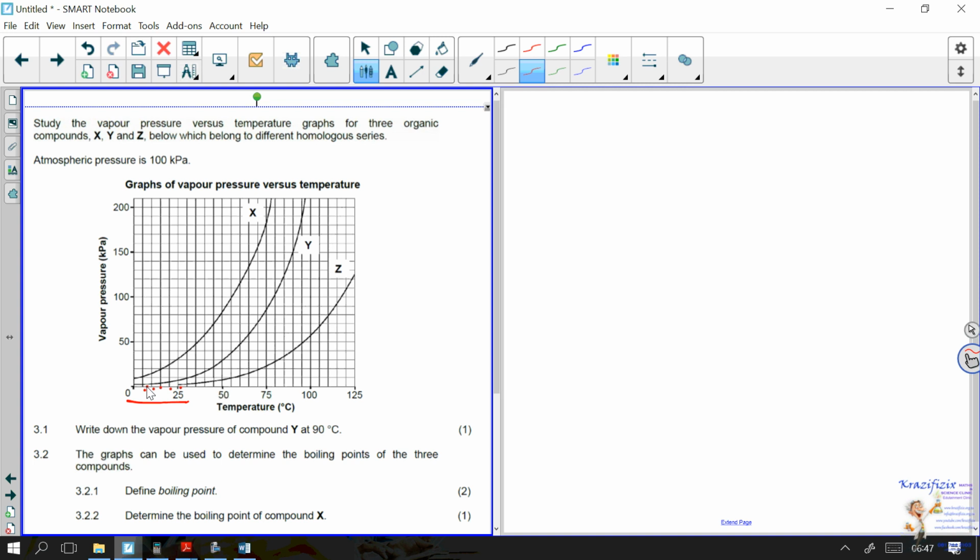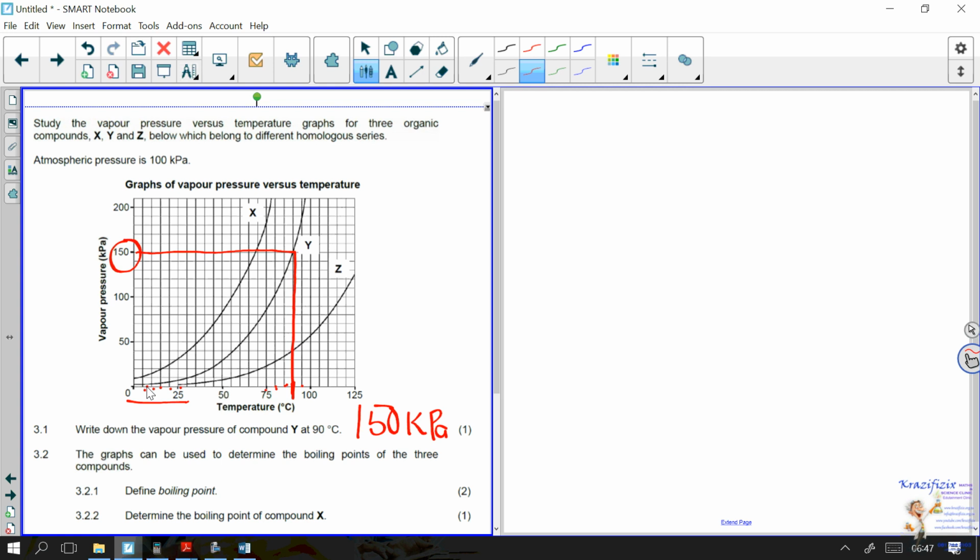Okay, so let's go check for 90 degrees. 75, 80, 85, 90, 95. You see, it's perfect, 100. So 75, 80, 85, 90. What am I looking for? I am looking for the vapor pressure of Y. Trace it up. Use a ruler. Okay. And then we trace it there. Perfect. It gives us 50 kilopascal. That's a free 1 mark for every learner.